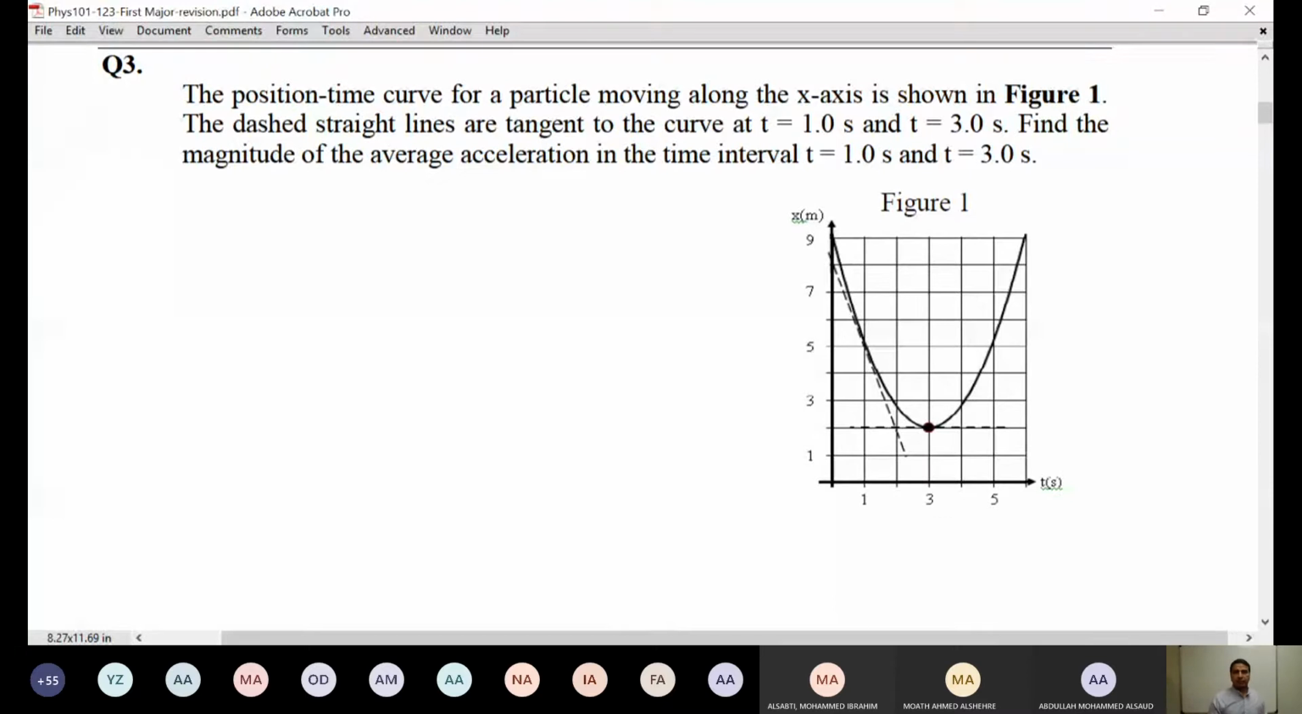The position-time curve for a particle moving along the x-axis is shown in this figure. The dashed straight lines are tangent to the curve at t equal to 1 second and t equal to 3 seconds. Find the magnitude of the average acceleration in the time interval t equal to 1 second to t equal to 3 seconds. When you are interested in determining the average acceleration, can someone tell me what the equation is? Delta v over delta t.